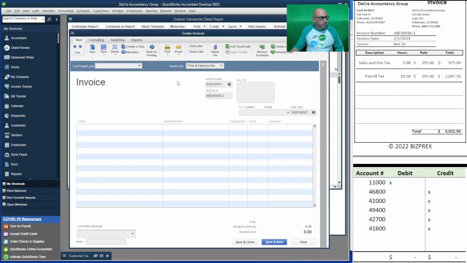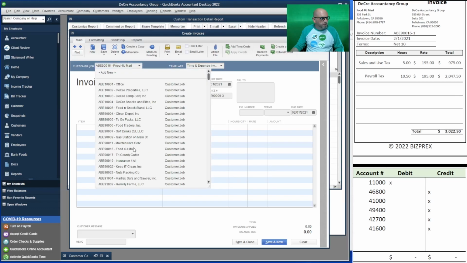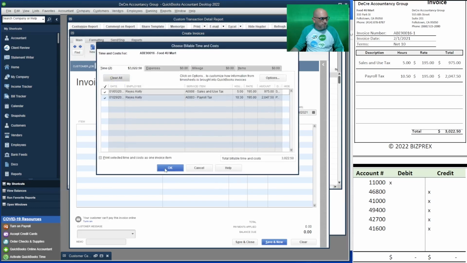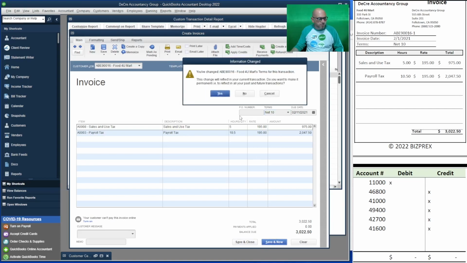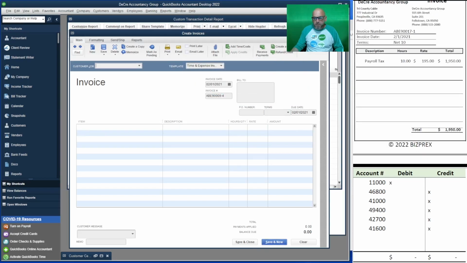Let's set this. Here we go. All right. Again, same thing. Practice makes it perfect. $3,022.50. That is a debit to our accounts receivable, and then these amounts are distributed between our revenue accounts. Let's see. Everything is correct. All right, have another one.